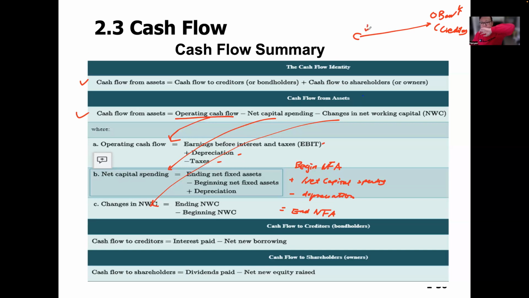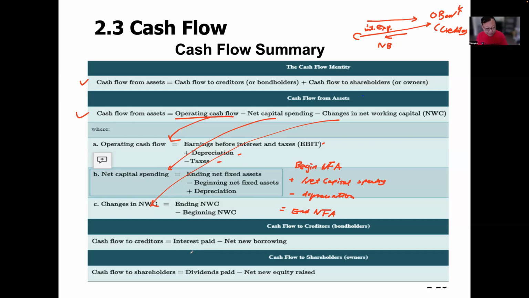So you need to pay the interest expense, right? Interest expense. And meantime, you may get new borrowings. So the interest expense goes to the creditor, but the net borrowing is a cash flow from the creditor to the company. So therefore, the cash flow to the creditors is the interest paid minus net new borrowing, because they are in opposite direction.